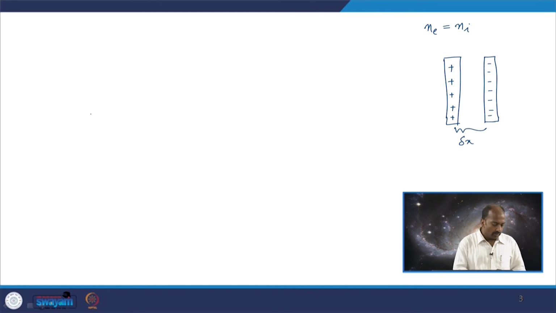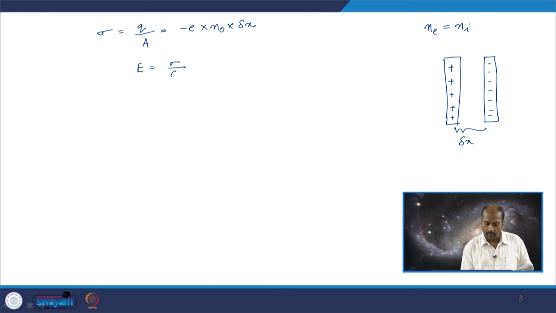Okay. Now, if there is a slab on which all the electrons are accumulated, we can write the charge density of this slab as Q by A, which is minus e times the number of particles per unit volume, n naught, times delta x. So sigma is the surface charge density on this plate, Q by A, where Q is the charge and A is the area, right. The resulting electric field is simply sigma by epsilon naught, which equals e n naught delta x divided by epsilon naught.